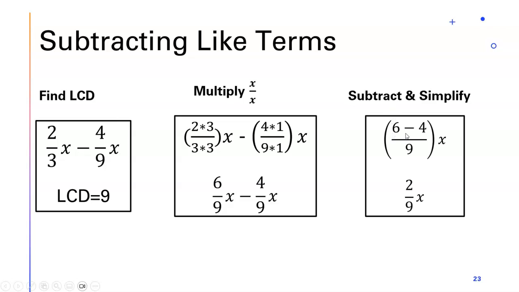So like adding like terms, you would have to factor out your x. That way you can just focus on your fractions, giving you 6 minus 4 over 9, and this simplifies to 2 over 9x.